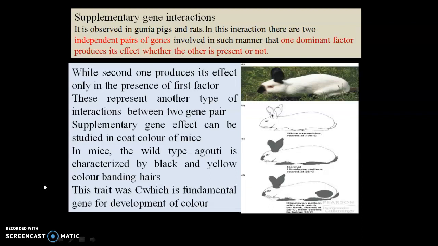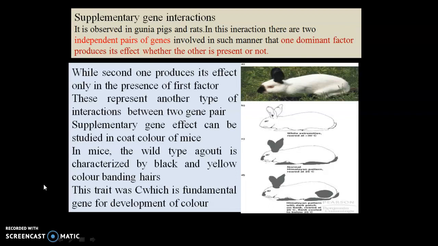In these interactions, there are two independent pairs of genes involved in such a manner that one dominant factor produces its effect whether the other is present or not, while a second one produces its effect only in presence of the first factor. This represents another type of interactions between the two gene pairs.